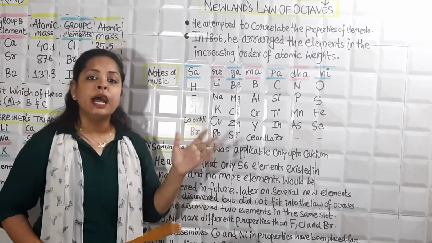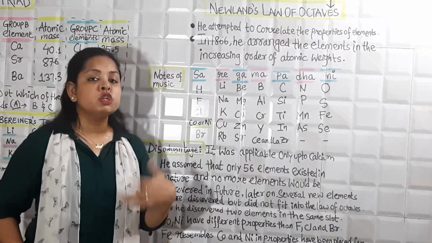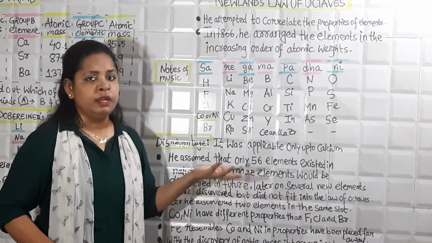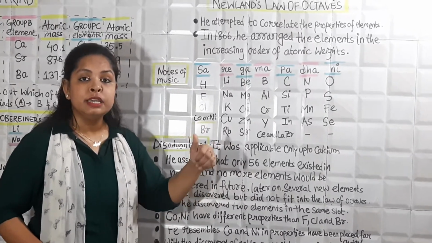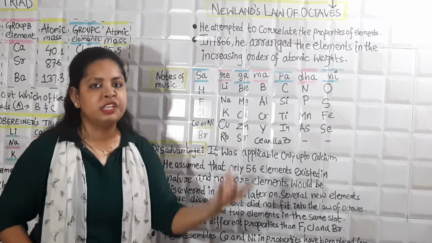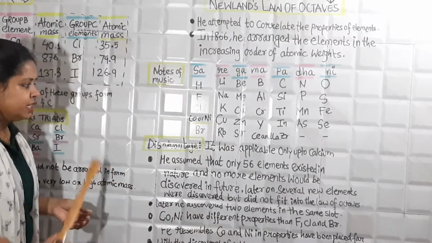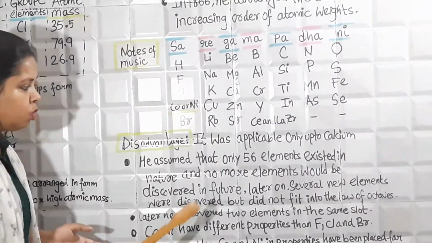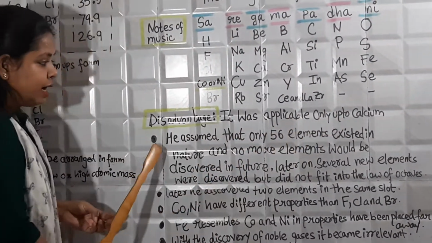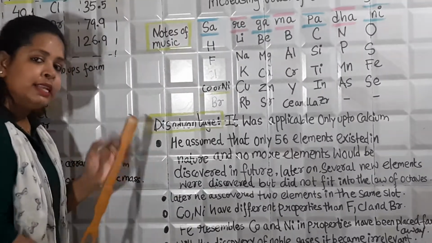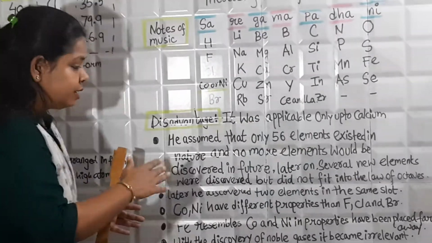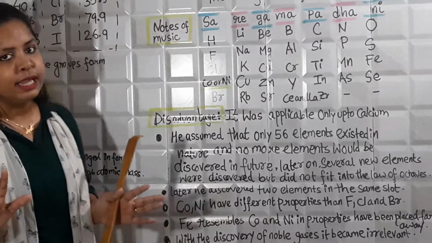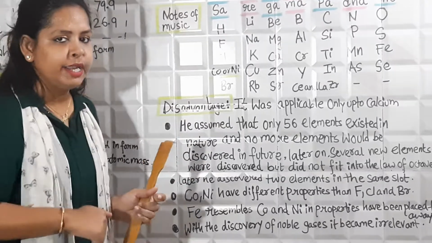But that was not applicable for all the cases, so it was rejected. The disadvantage was that it was applicable only up to calcium. He himself assumed that there are only 56 elements in nature and that no more elements would be discovered in future.